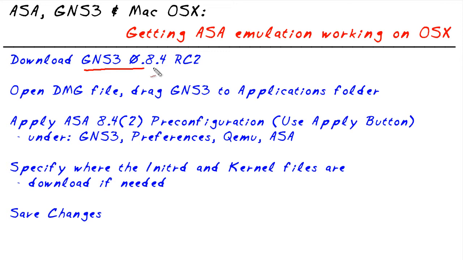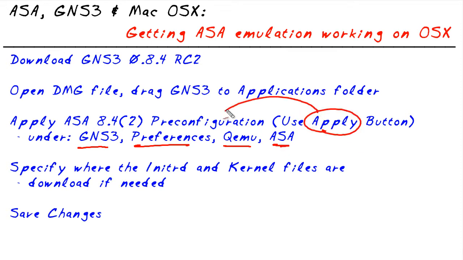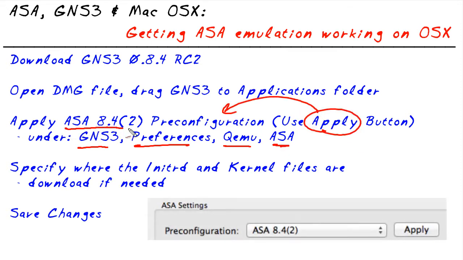We're going to download GNS3 version 0.8.4 release candidate 2 to our Macintosh. We're going to open that DMG file and drag the GNS3 icon over to the applications folder. And what's really cool is, check this out. When GNS3 is running, under preferences, under Qemu, you click the ASA tab. There's this little button called apply next to a thing called pre-configuration for ASA 8.4.2. If you click that apply button, it's automatically going to set the Qemu options as well as the kernel command line options. So you don't have to go out and search for the perfect string to put in both those places. It automatically does it for you.